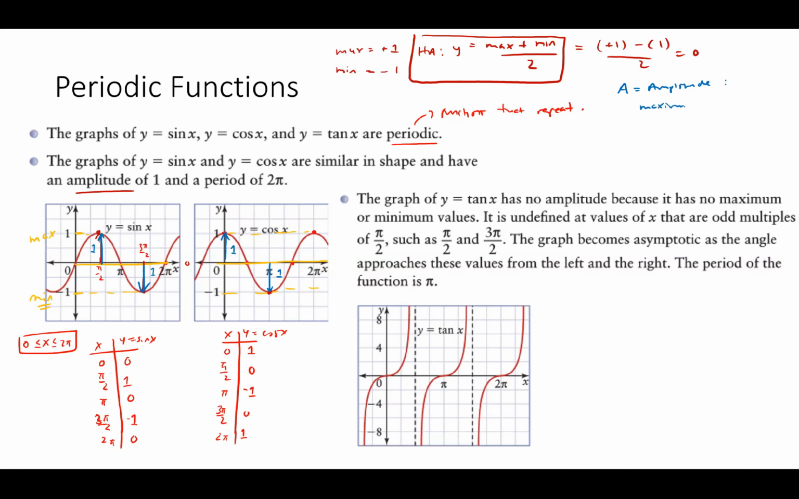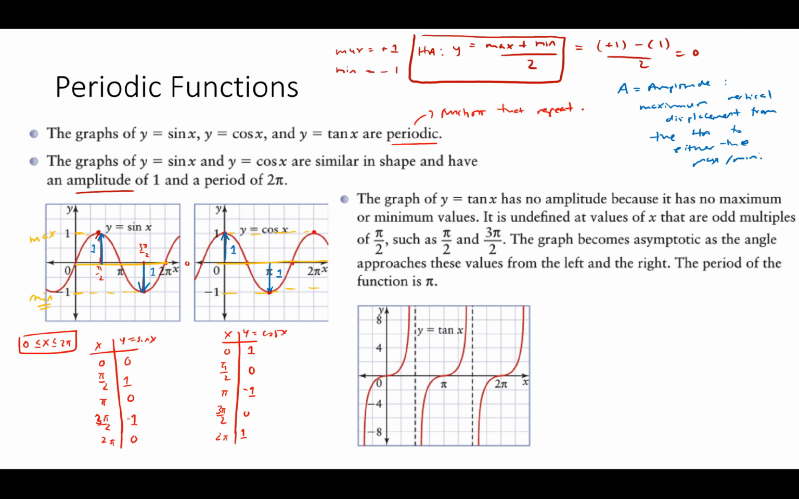Maximum vertical displacement from the horizontal axis to either the maximum or the minimum. Right, it's the maximum vertical displacement.